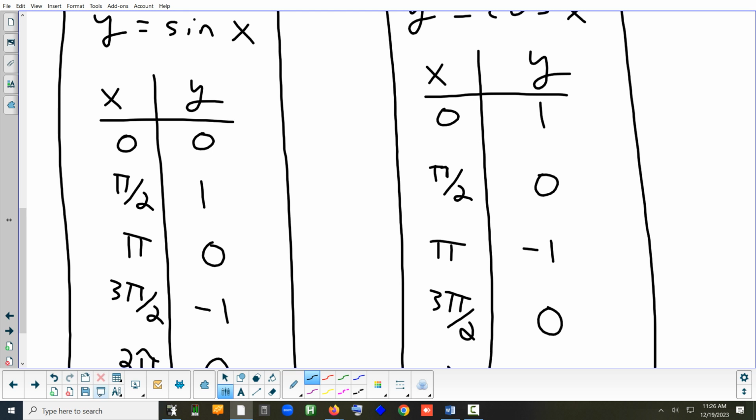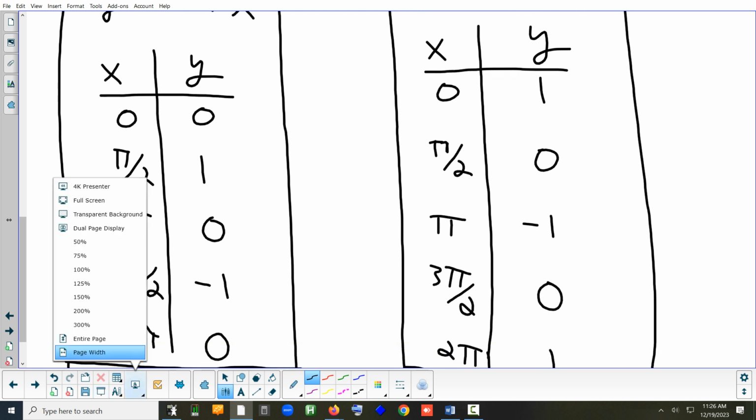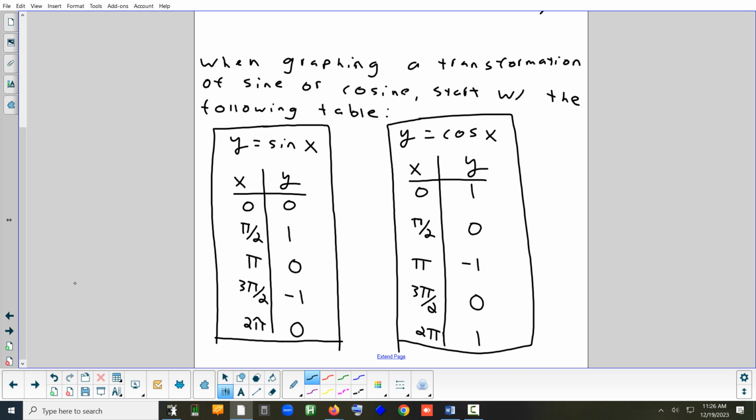So basically, the y values just shift up one. They're just all off by one. Instead of starting at 0, they start at 1. Basically, just shift everything up one and you have cosine. So any questions on that?